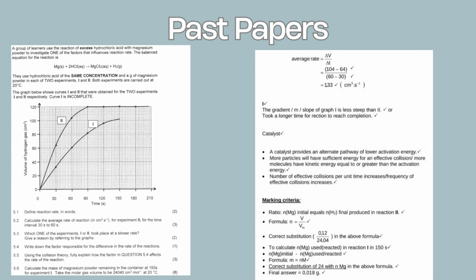Calculate the mass of magnesium powder remaining in the container at 150 seconds for experiment 1. Take the molar gas volume to be given here. Let's look at the marking criteria. You first use the formula n equals V over Vm because they gave you the molar gas volume. Now you take the 24040 and convert to dm³, which will give you 24,04. Now we have worked out the number of moles. Now we take the number of moles and substitute it in the formula m equals n times capital M, and you simply solve for your mass.